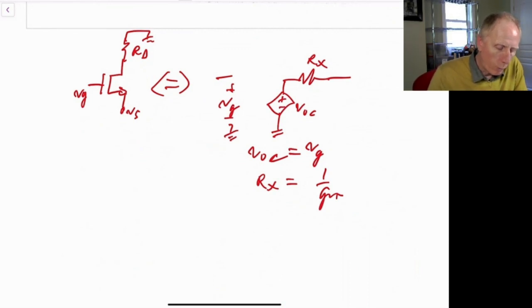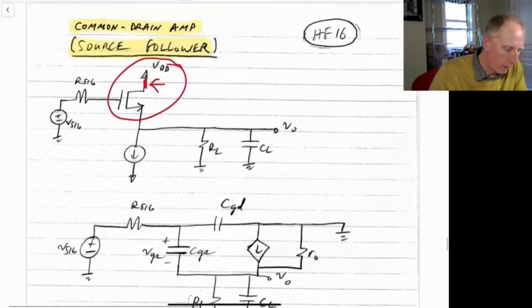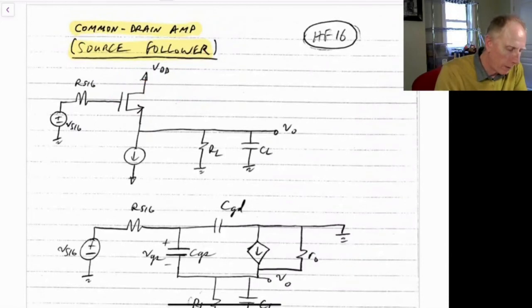Whatever we're driving this with, if we're driving it with R sub L, it just becomes a resistance divider to get the output voltage. The output would be RL divided by RL plus RX times VOC, and VOC is just equal to VG. Making use of this, we see up here that we have exactly that configuration. So this is a common drain amplifier.